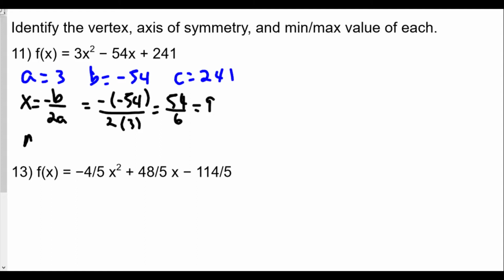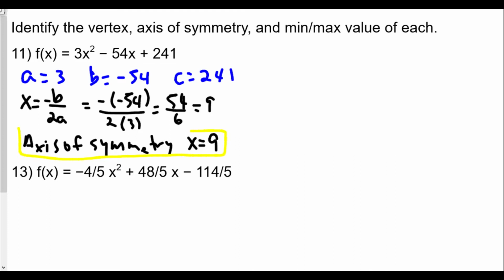So the axis of symmetry is x equals 9. Keep in mind, when I talk about finding the axis of symmetry, we're finding an equation. Whenever you are asked to find the axis of symmetry, you're not finding a number, you're finding an equation. For this function, it's x equals 9. It's a vertical line, so it's x equals a number, and that number is 9.